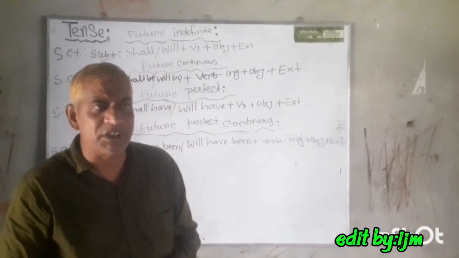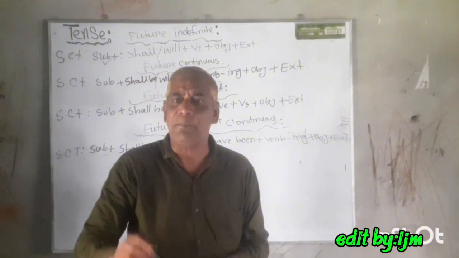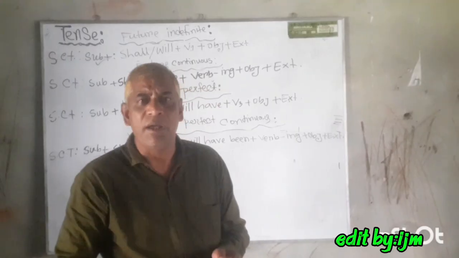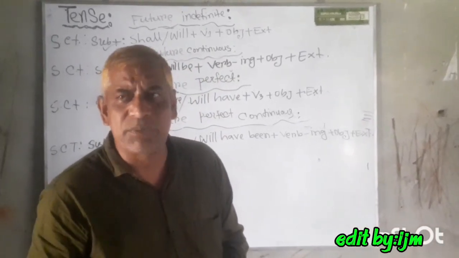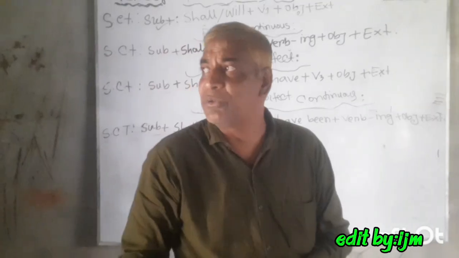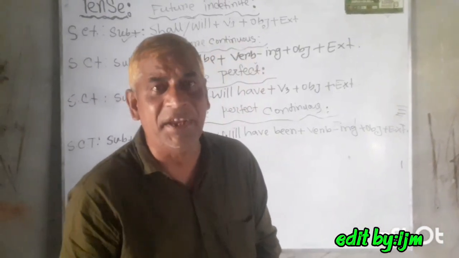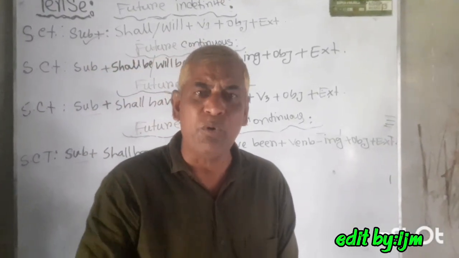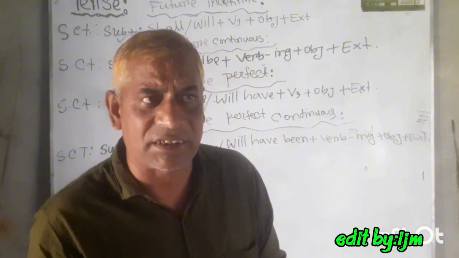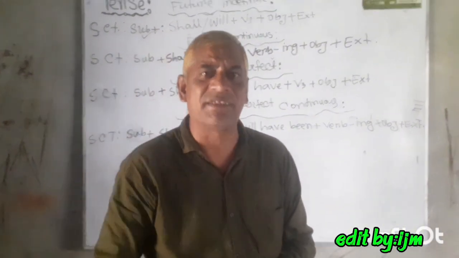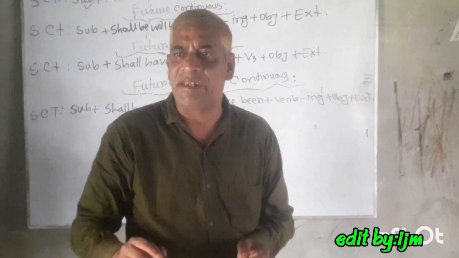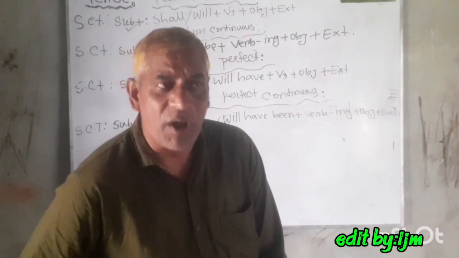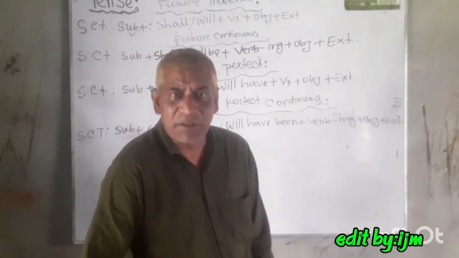Next we are going to discuss the present perfect continuous. This tense structure is: subject plus have been or has been plus verb with ing plus object plus extension. And next we discuss the past indefinite tense, which is very important. The structure is: subject plus verb 2, that means verb past form, plus object plus extension. Next, the past continuous: subject plus auxiliary verb was or were plus main verb with ing plus object plus extension.